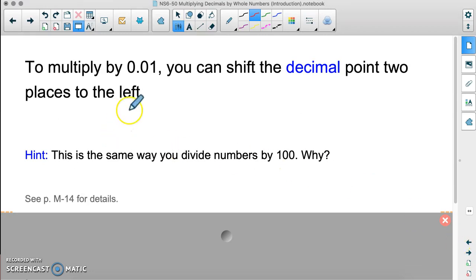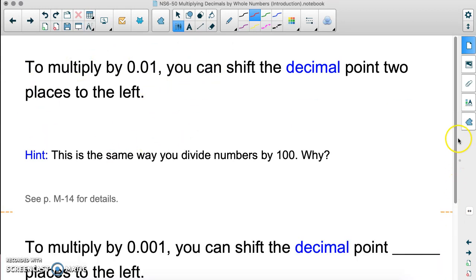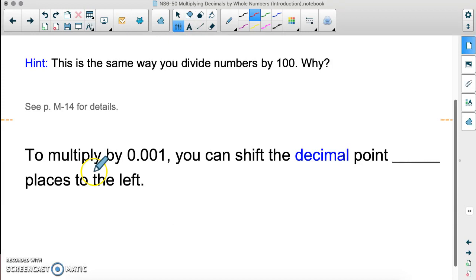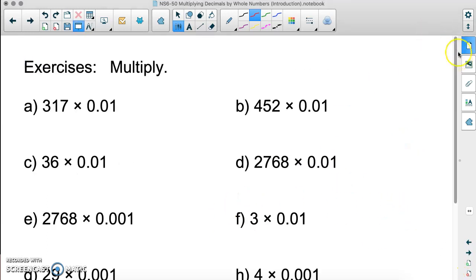So to multiply by 0.01, you can shift the decimal point 2 places to the left. The same way you divide numbers by 100, we can multiply numbers by 0.01 because there are 100 hundredths in a whole. So we follow this rule: to multiply by 0.01, you shift the decimal point 2 places to the left. Okay, let's try these exercises.